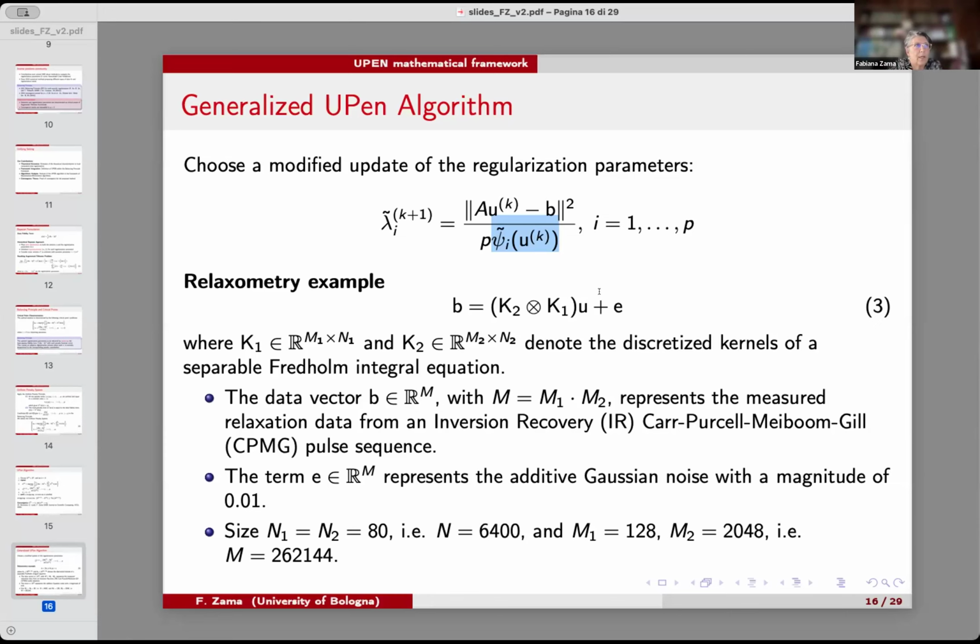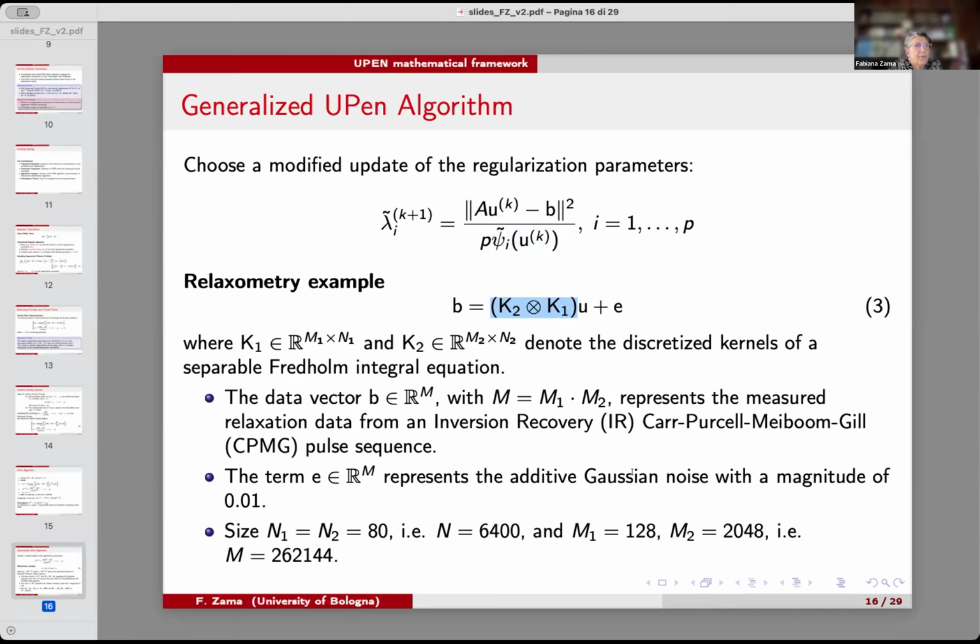And to finish this part, I just show you an example taken from the relaxometry problem. The matrix in this case is a Kronecker product of the two matrices T1 and T2, and so we have the two exponential kernels, and we can write it as the Kronecker product of the two matrices.